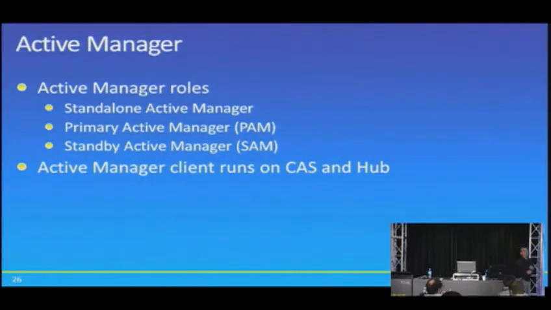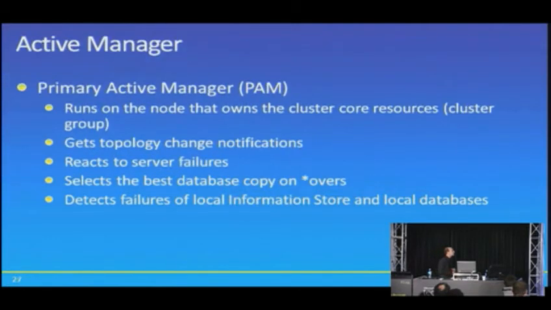There's 3 Active Manager roles. One of them, it's not so interesting, we don't care about it. That's the standalone Active Manager role. That's the role you get on a mailbox server before you put it into a DAG. Once you put it into a DAG, that mailbox server will inherit either the PAM role, the primary access Active Manager role, or the SAM role, the standby or the secondary Active Manager. Now, it doesn't matter which role it is. You know, it's still Active Manager. It's just doing different things based on its role. And as I said earlier, there's that Active Manager client that also lives on CAS and Hub so that the DAG can tell it where the database is located.